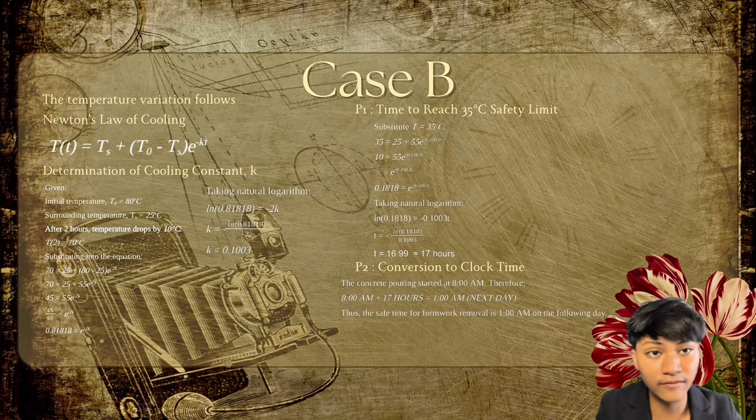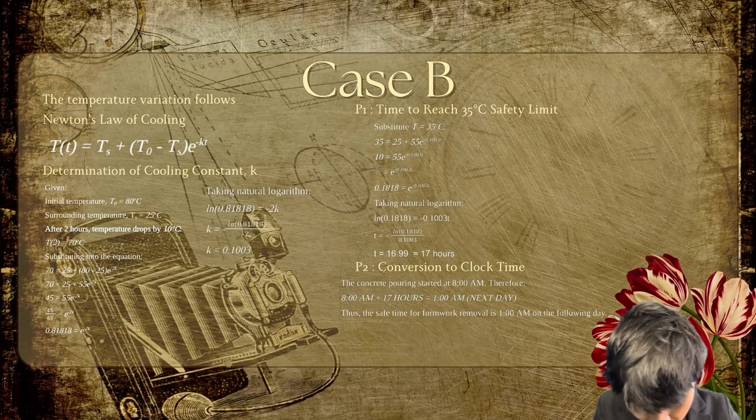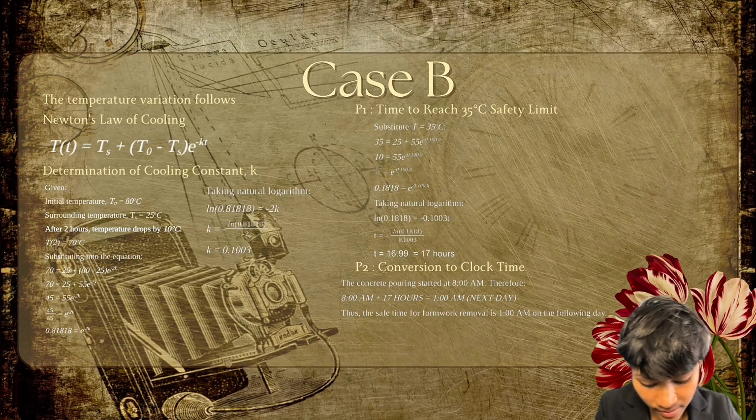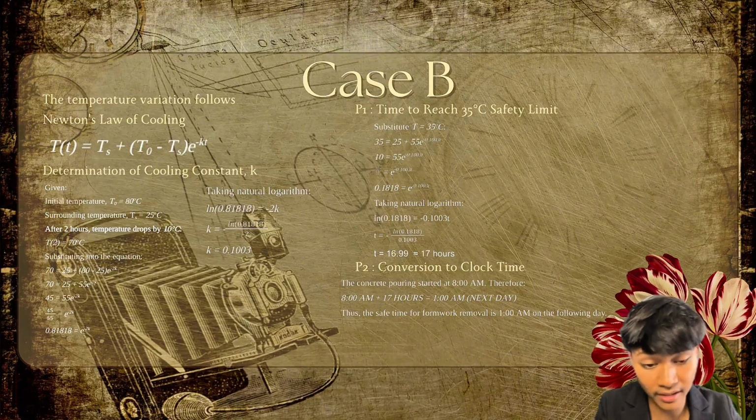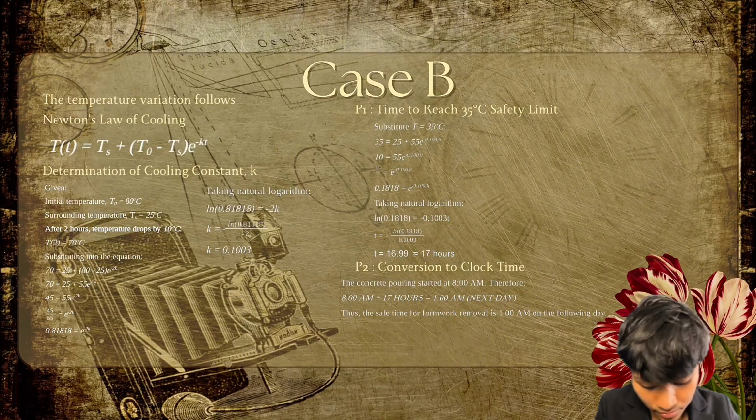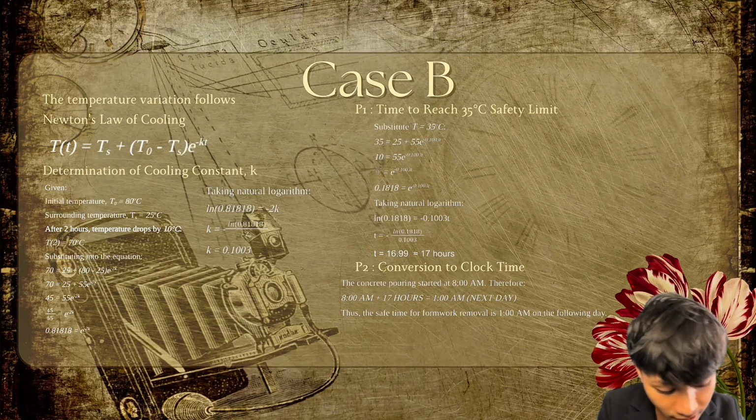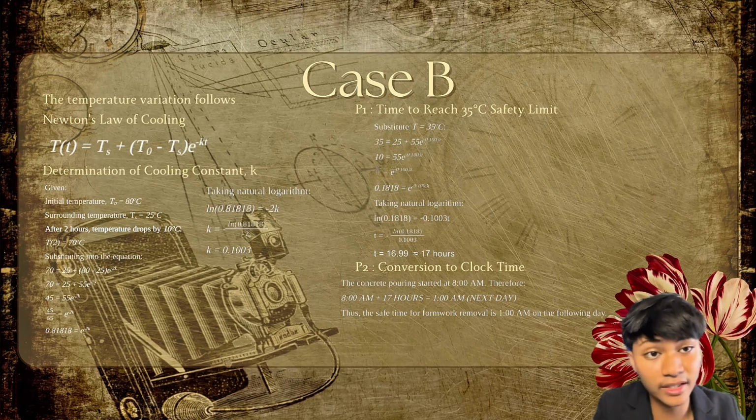So with this in mind, we can substitute this amount into the earlier formula. After substituting, we end up with 70 equals 25 plus bracket 18 minus 25 bracket e to the power of negative 2k. Just like earlier, after substituting, we put on the natural logarithm and find k of 0.1003. So just like earlier, after having k, we can move on to our first problem.